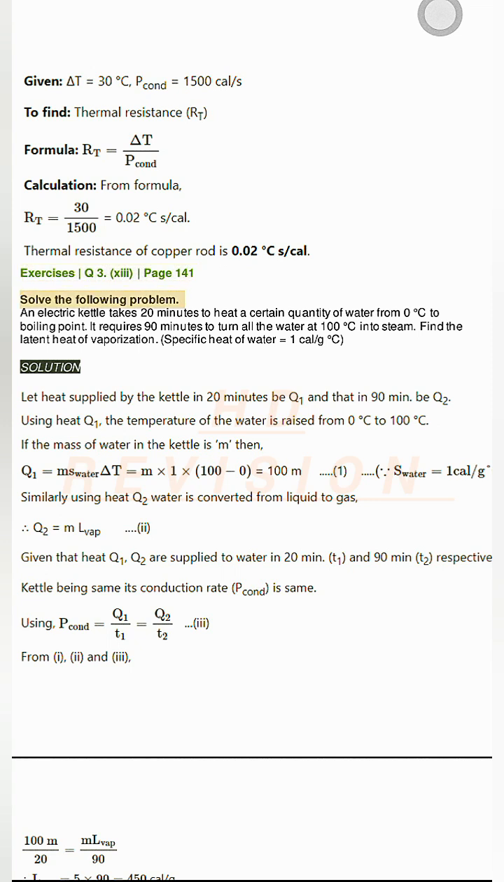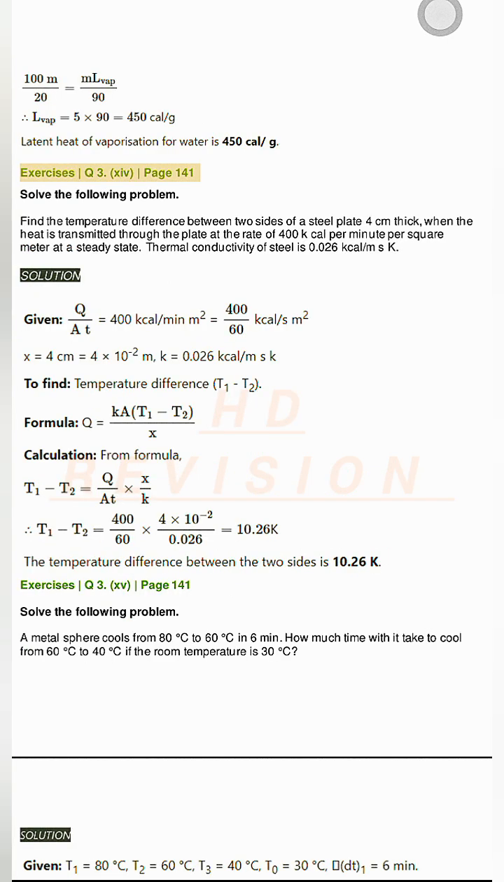Exercises Q3. Sheet page 141. Solve the following problem. An electric kettle takes 20 minutes to heat a certain quantity of water from 0 degrees Celsius to boiling point. It requires 90 minutes to turn all the water at 100 degrees Celsius into steam. Find the latent heat of vaporization. Specific heat of water equals 1 calorie per gram degree Celsius. Solution.